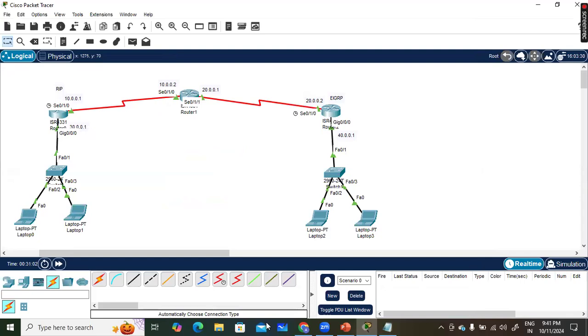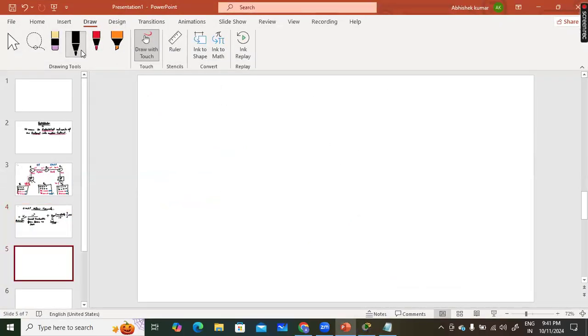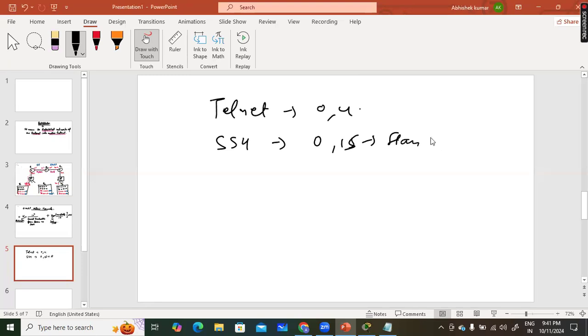Okay now, so the next thing. Generally telnet is configured on 0 to 4, and when we talk about SSH, it is configured between 0 to 15. It's a standard form.